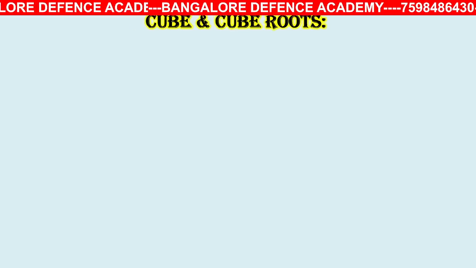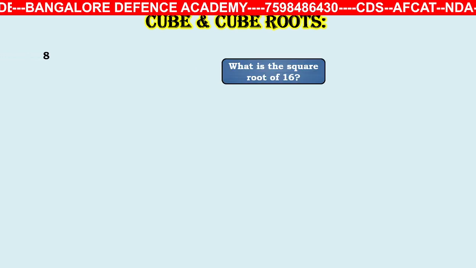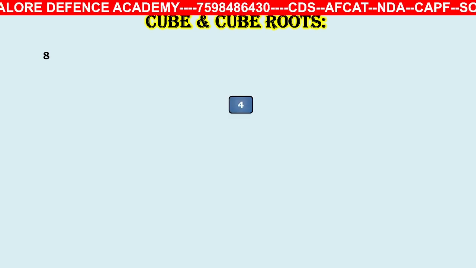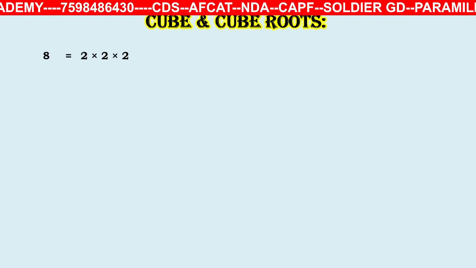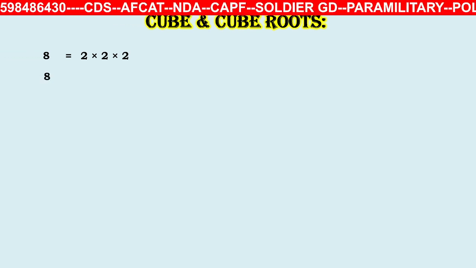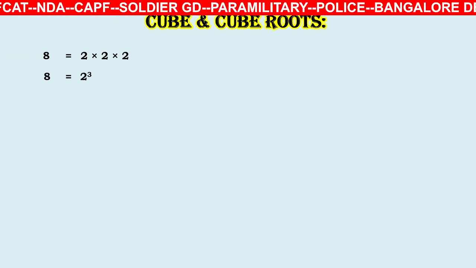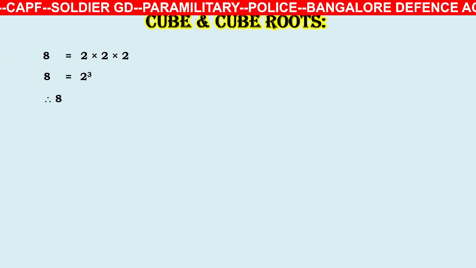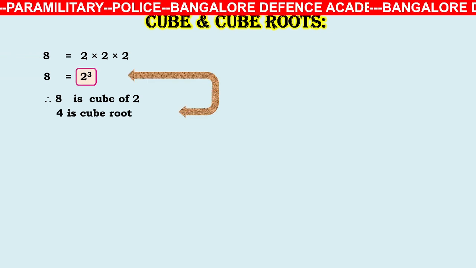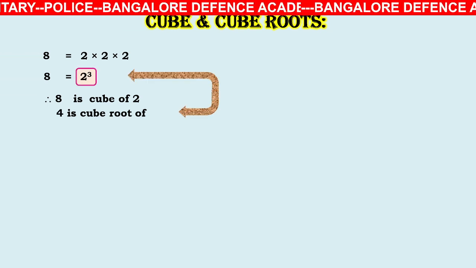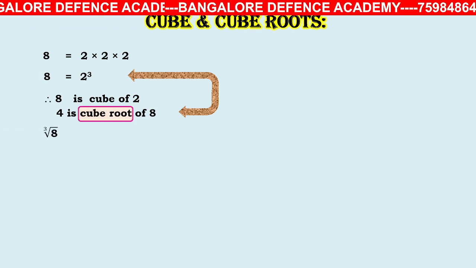Fine. Next, let us understand cube and cube roots. We have 8. If I ask you the cube root of 8, you can say the answer is 2. It is also written as 2 into 2 into 2, so 8 is equal to 2 to the power of 3. So 8 is the cube of 2. The other way round, I can also say that 2 is the cube root of 8. It's not 4 there, it's wrongly typed there.